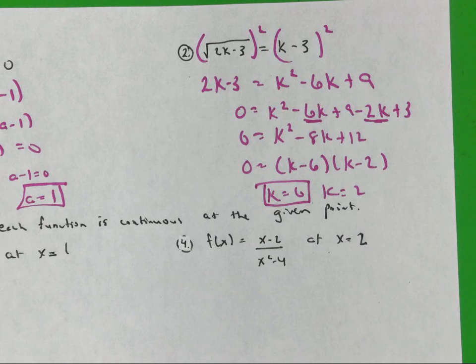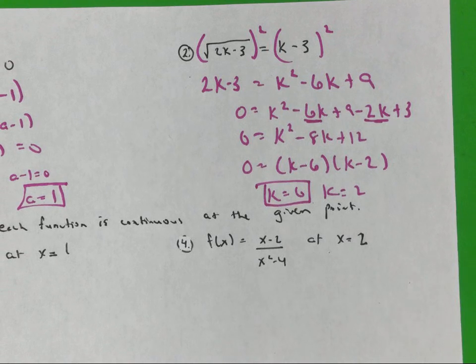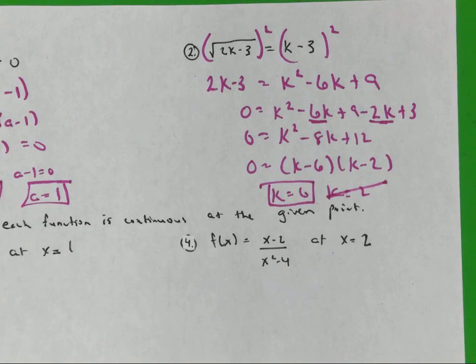Okay, 2. 2 minus 3 is? Well, right there. Is that radical going to equal a negative number? No, so your only answer is k equals 6. Does that make sense?